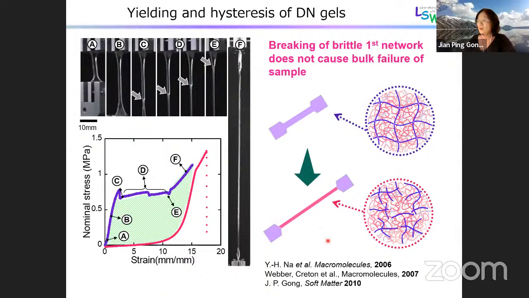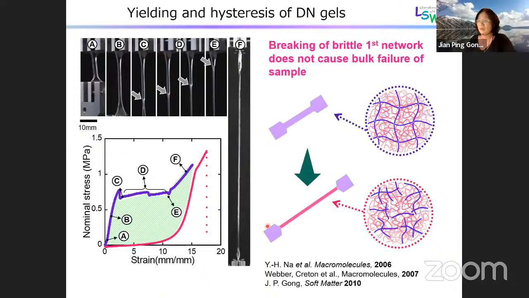And although in this case the hard and brittle network fractured into very small clusters, macroscopically the gel still holds together because the second network can hold the first network. So in this case, we can have a very large deformation of the materials without global failure of the samples.